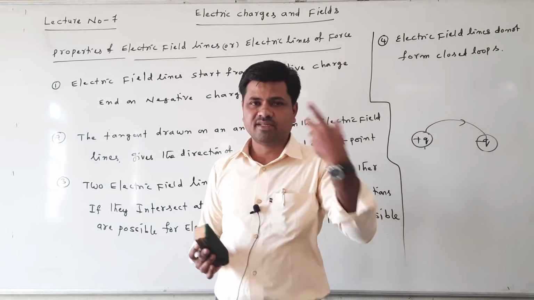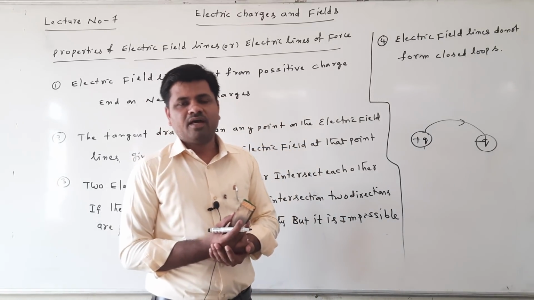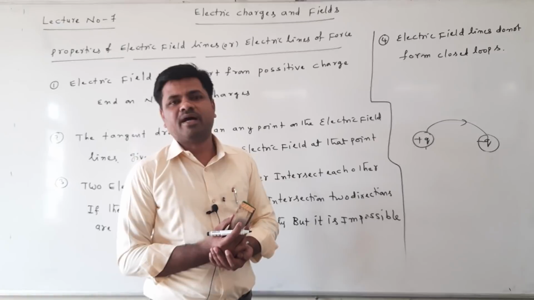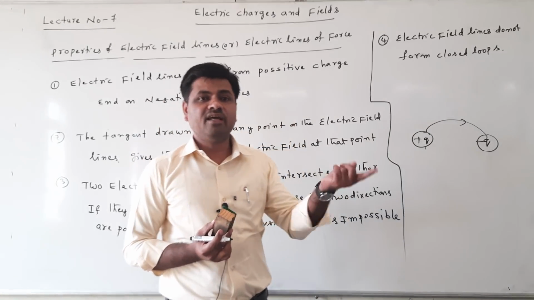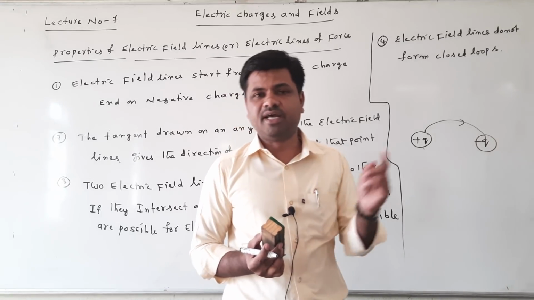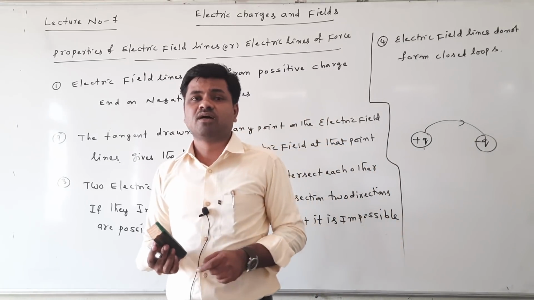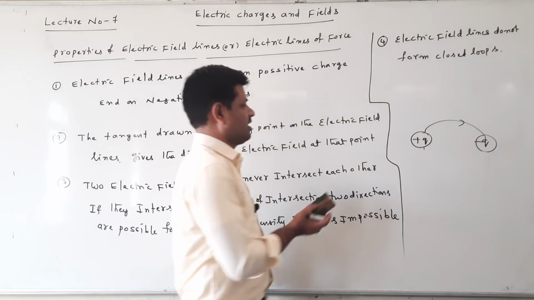But magnetic field lines, we will study next in the chapter Moving Charges, Magnetism and Matter. Magnetic field lines form closed loops, but electric field lines do not form closed loops. This is the fourth property.